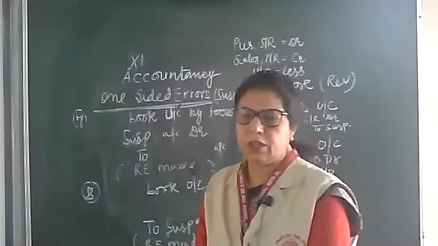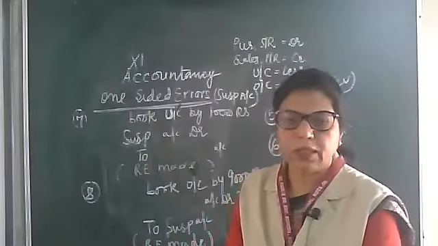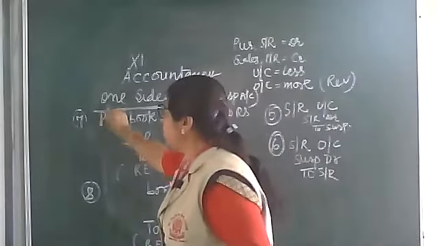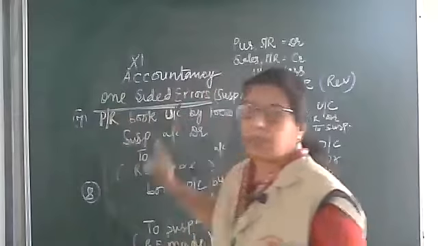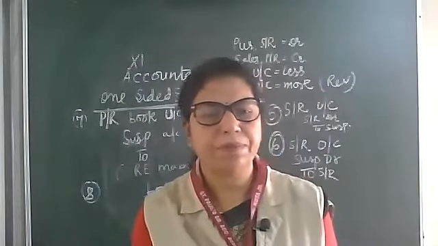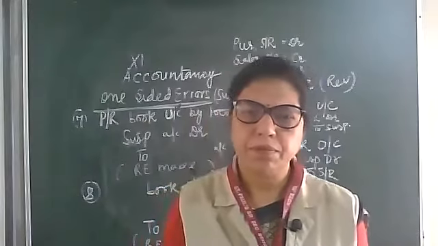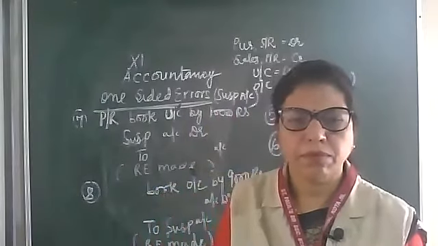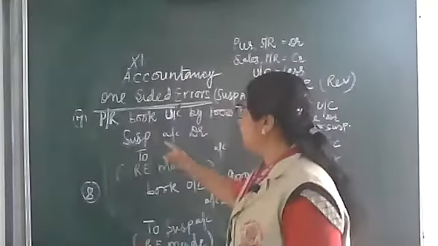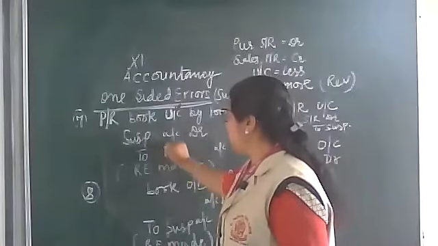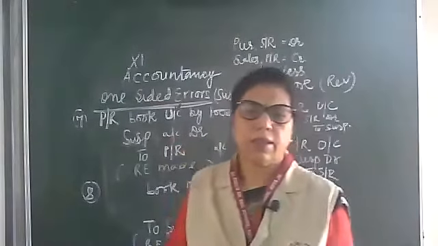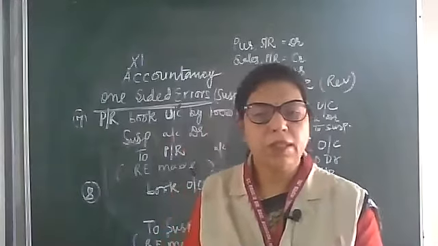Now we are changing, going to purchase return book. Yes, Prachal. Purchase return book undercast by 1000. What will be the entry, my dear? Suspense account debit to purchase return account. Very good. Suspense account debit to purchase return. Correct.